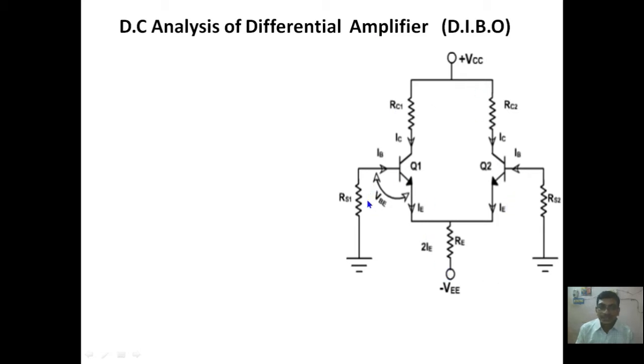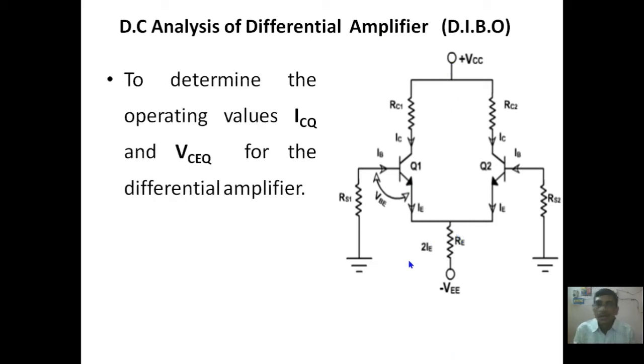Here there is no VS1 and VS2, they are set to 0, and we have the DC voltages, plus VCC and minus VEE supply. Here you can observe two loops, one is the input side loop, another one is the output side loop. One thing we have to remember: these two sections are identical sections.